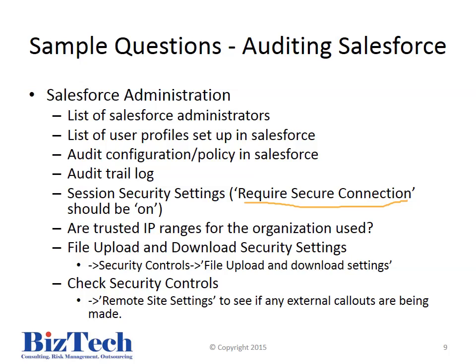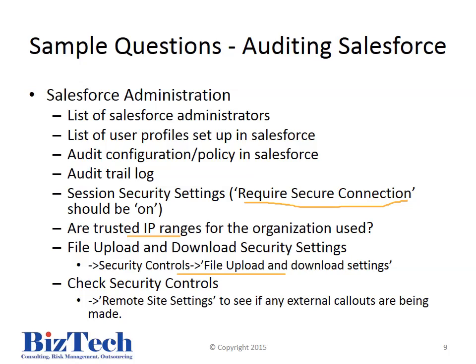And I briefly touched on trusted IP ranges. So you can configure trusted IP ranges as well, so that only your IPs from your organization are able to access Salesforce and none others. So it's all configurable. It's a matter of asking if it's not configured, why is it not configured, and if it is configured, whether it's configured properly or not. And then there are file upload and download security settings that you can look at, and you can see what has been configured and match it with the requirements and assess the risks.